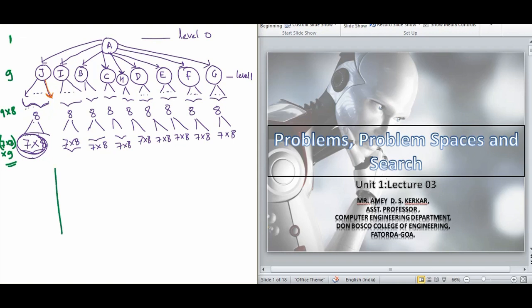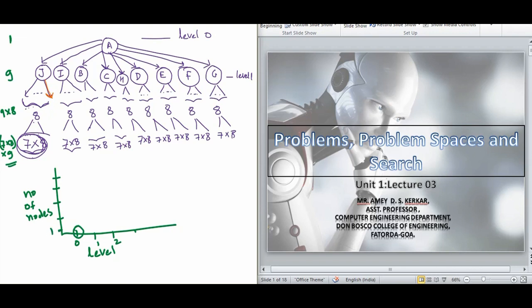So if you happen to see this depth versus number of nodes graph, let's say this determines the number of nodes and this determines the level or depth. So this is level 0, then level 1, level 2, and so on. So you see, initially at level 0 there was only one node. Okay, let's say this is 1.